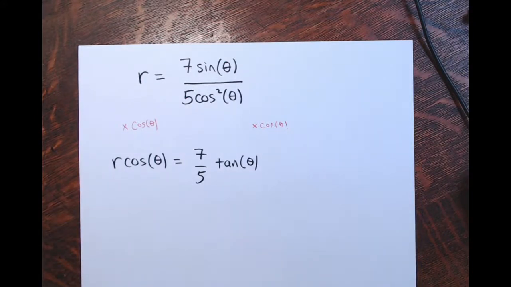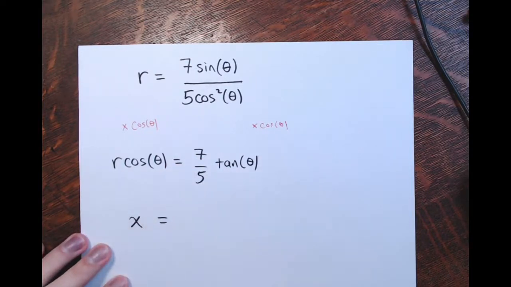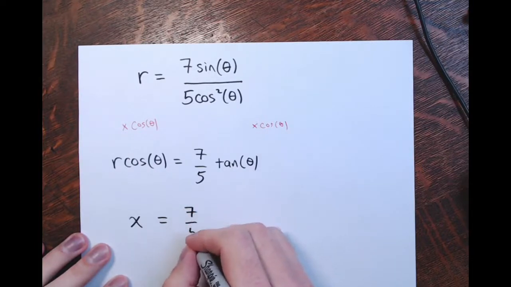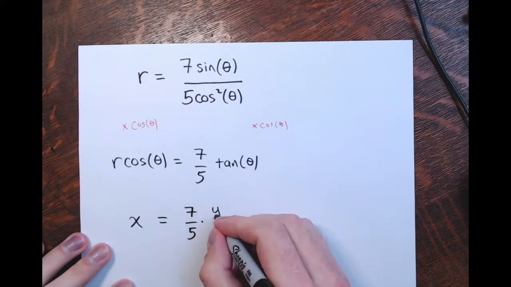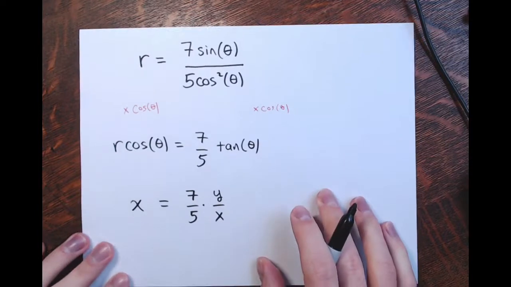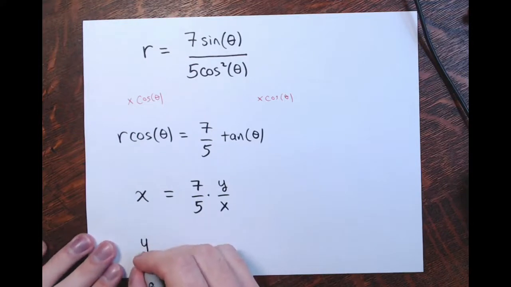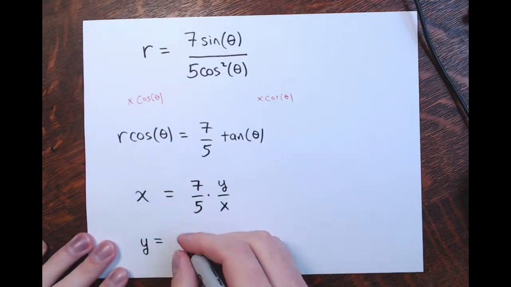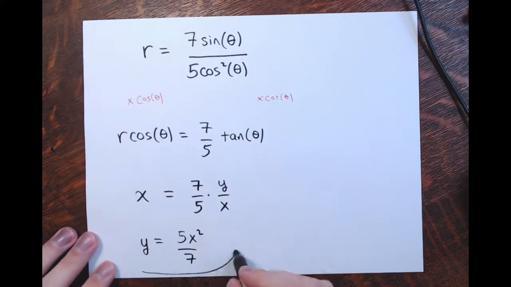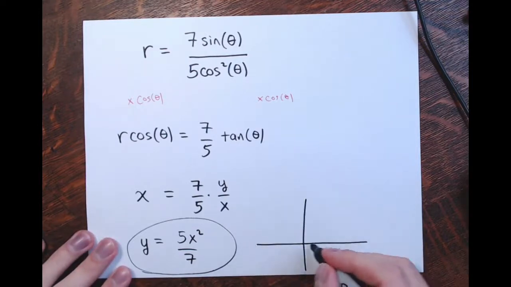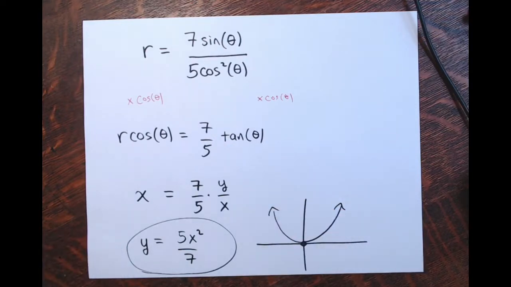Well, look at this. R cosine theta, that's in rectangular, x equals 7/5 times, and the tangent of theta is y over x. And then I could multiply both sides by x. Now, if you want to solve for y, in some of these options, I'm noticing they're solving for y. Multiply by 5x, get 5x squared over here, and then divide by 7. So we're getting a graph of a parabola. Remember, this would be a parabola with 0, 0 as the vertex and opening up, right? Be some parabola like that.